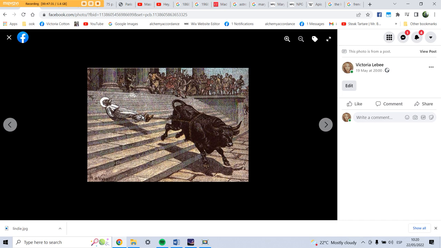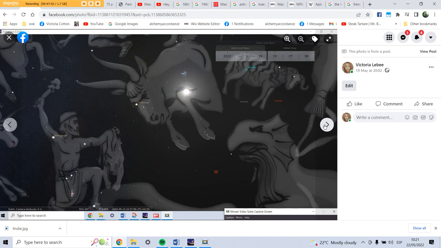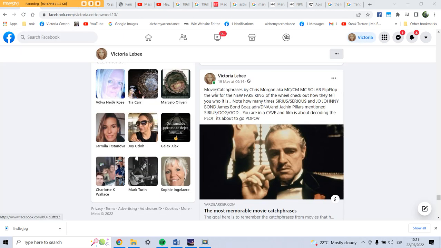Killing Saint Saturnin, the bull, he represents Aquarius, so that Taurus takes the MC, Orion. Movie catchphrases, MC, written by Chris Morgan, CM, MC, CM. So that was interesting, that most of those famous catchphrases mention Sirius, Joe, Johnny, Joe the Taxi, James Bond, Boaz, ADN, DNA, Jackie Pillars. Once you see, it's in everything.